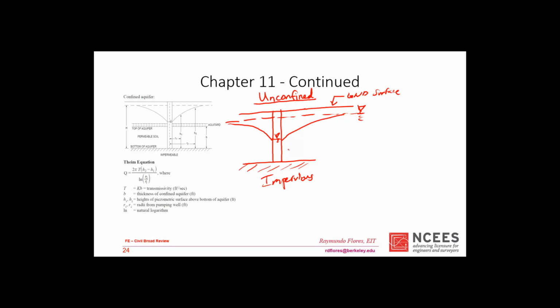So if this happens, this is the unconfined. The idea is that you have a ground surface, right? You have this thing, and the water is filling up, or the pipe is filling up with water, and as it fills up, this becomes less and less curved.